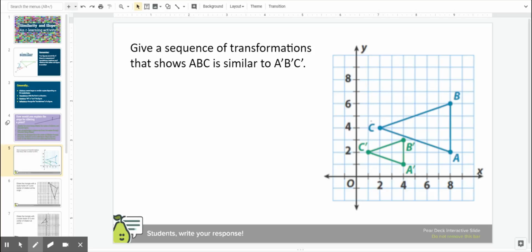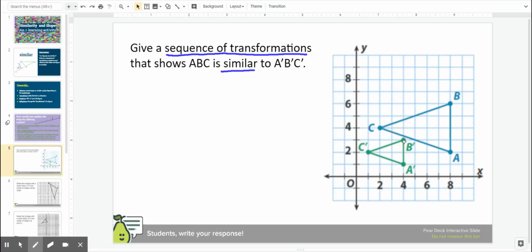It's your first task. So they want us to give a sequence of transformations that shows that triangle ABC is similar to triangle A prime, B prime, C prime. So in order for us to prove similarity, we need to describe a sequence of transformations. So that includes rigid transformations and dilations that takes one shape to the other. It doesn't matter which one you go. You want to take the smaller shape to the larger shape, or the larger shape to the smaller shape. It doesn't matter. So I'm gonna take the green triangle and move it to the blue triangle.